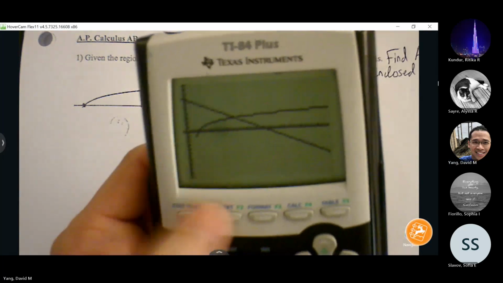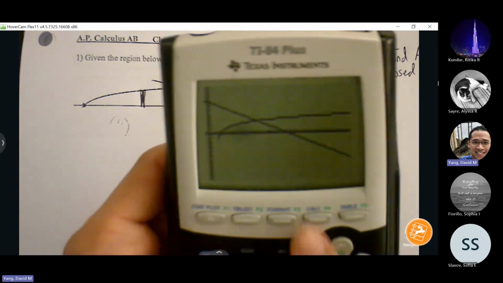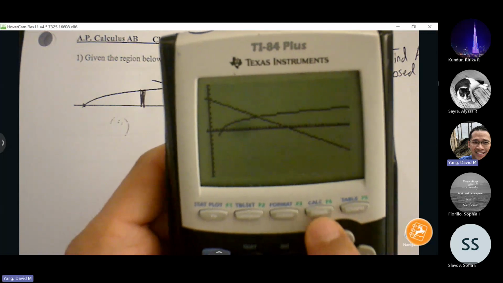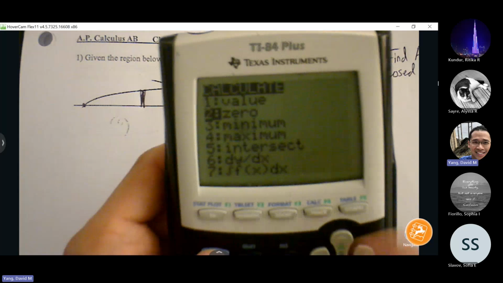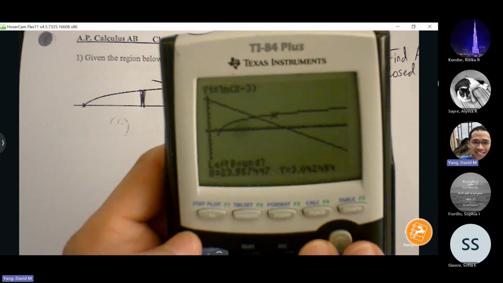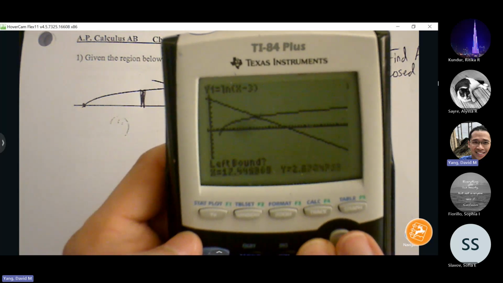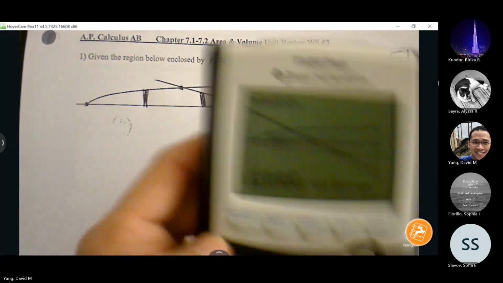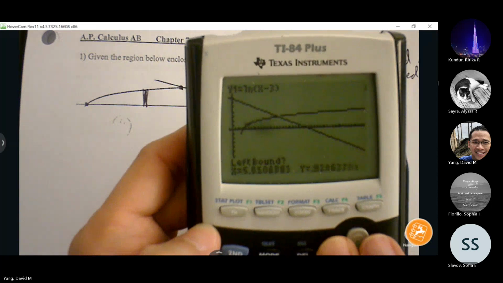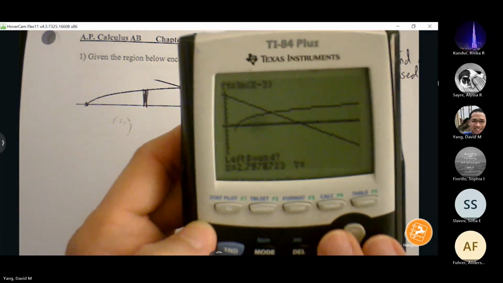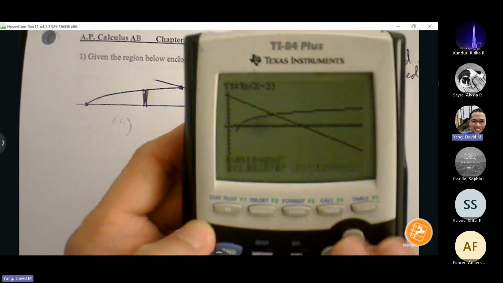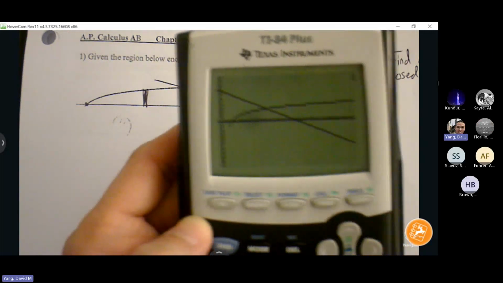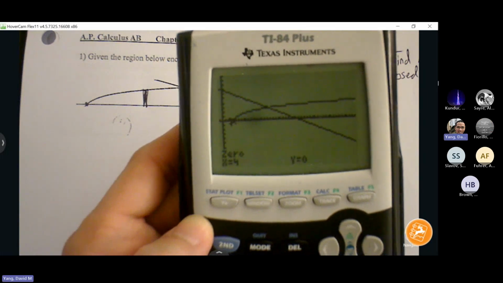Okay. All right, so let me start off with second trace. Let me start with zeros here. I'm going to start from the left and go to the right. So I'm going to pick a point. I'm going to find the x-intercept. Hit enter. Pick a point to the right of the x-intercept, hit enter. It's going to find that x-intercept for me. So 4.